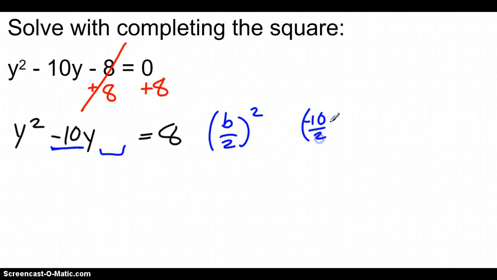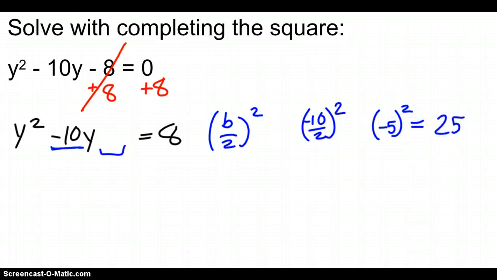So we've got our negative 10 divided by 2 squared. Negative 10 divided by 2 is really just a negative 5. And when we square that negative 5, we get 25. So that's the number we're going to need to add to get our perfect square, but we are still working with equations here. So make sure you add that 25 to both sides of your equation.